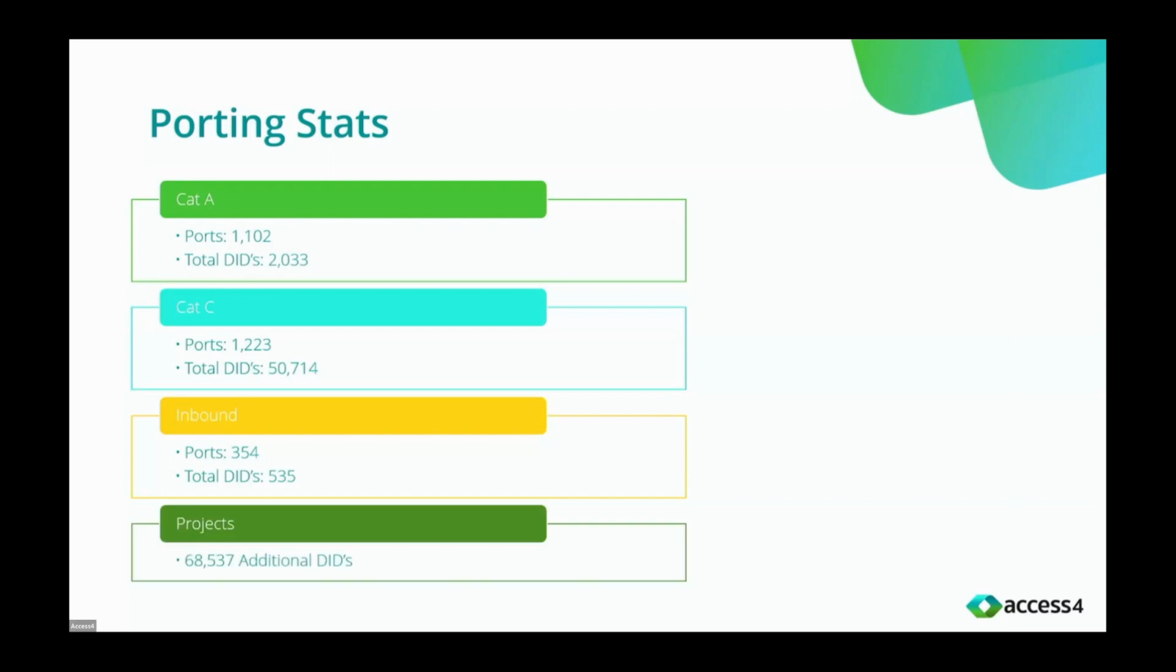On top of all those, there has been an additional 68,000 DIDs not tracked through SaaSPOS, which have come across into the Access 4 platform. This also doesn't track brand new DIDs that have been ordered by yourselves as well. That automated process of ordering new DIDs, this is not that. This is just numbers ported into our system.